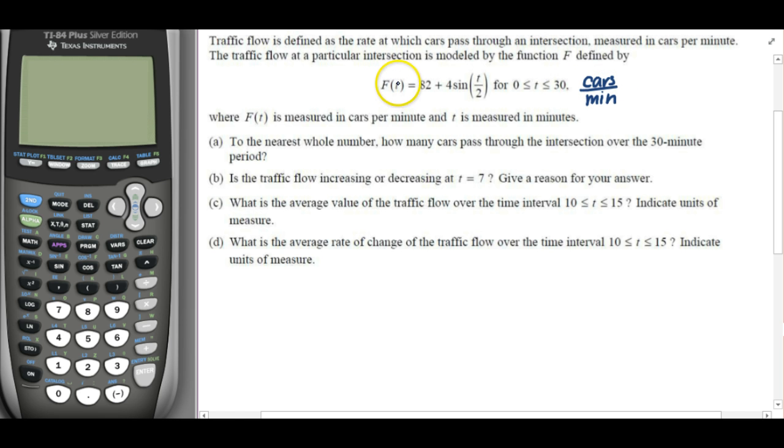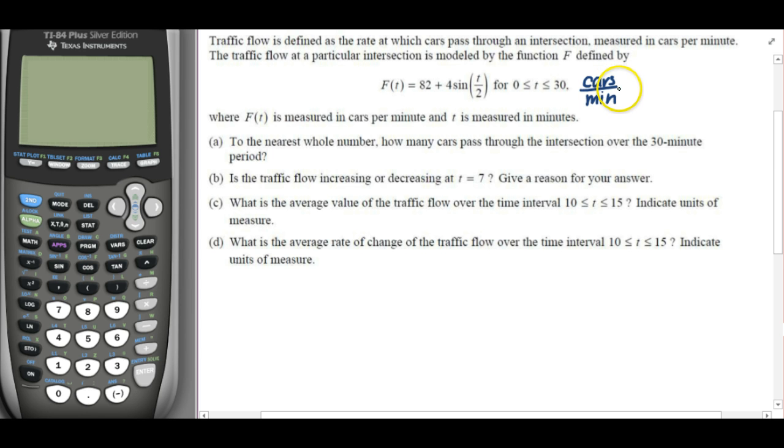So just substituting in something like 1 right here, f of 1. So I'd substitute a 1 right here into this t. So 82 plus 4 sine of 1/2 is a numerical value. That numerical value is in cars per minute. So it means that at exactly 1 minute, there are that number of cars per minute passing through that specific intersection, so a particular intersection. So just substituting in values into this t will give me out units in cars per minute.